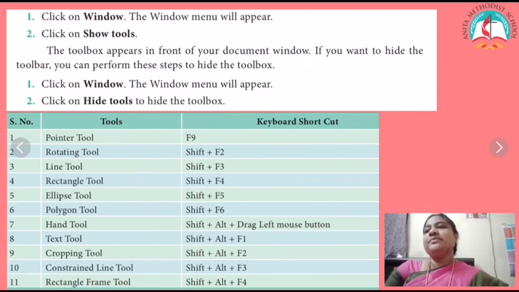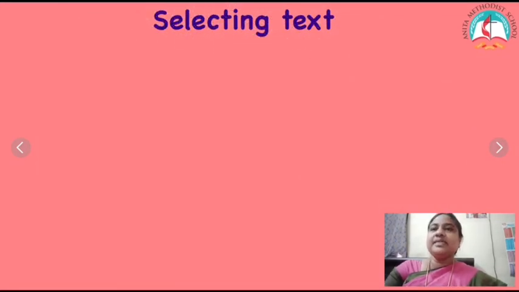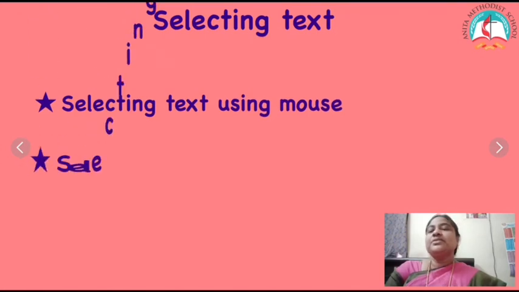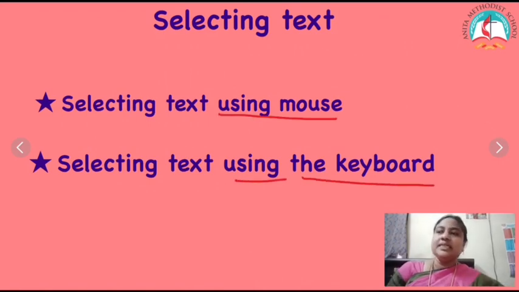Okay, next one, how to select the text. After we finish typing, how to select the text? We can select the text in 2 ways children. One is using the mouse, another one using the keyboard. This is a 5-mark question, how to select the text. How to select the text means you should write both methods. One is selecting text using the mouse, second one selecting the text using the keyboard. We will see one by one.